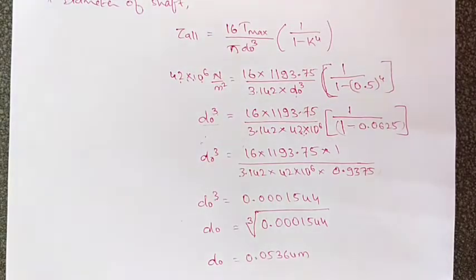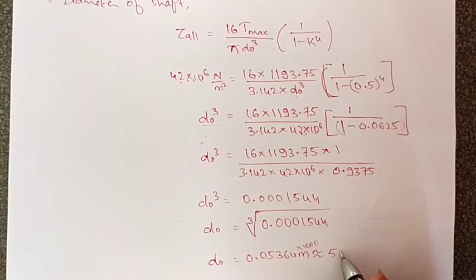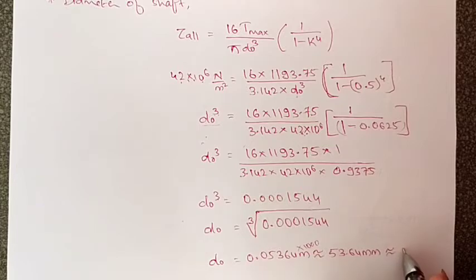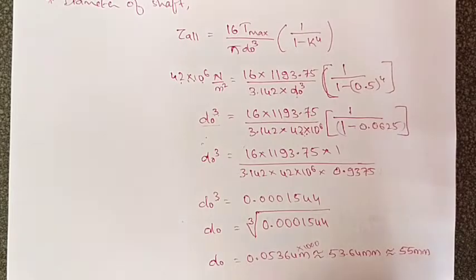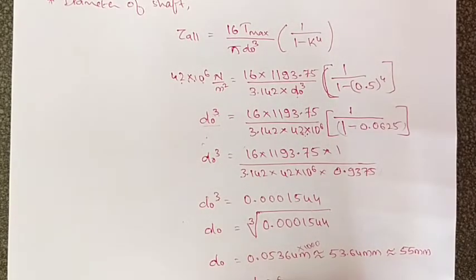But you want it in millimeter. How to find it in millimeter? Just multiply by 1000 here. So you will get 53.64 millimeter. Or if you take the next fifth number, 55 mm. So this will be your d naught value. So d naught will be 55 mm.